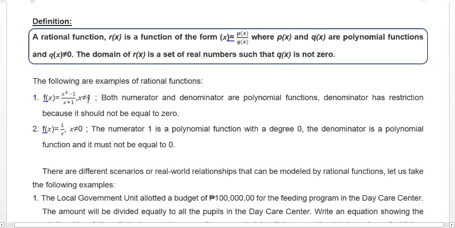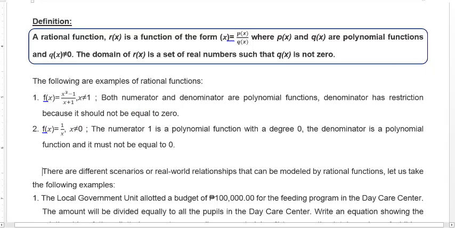Kasi nga, kung x is equals to 1, then magiging 0 ang kanyang denominator, hindi na siya pwedeng maging rational function. So, it is a rational function if and only if x is not equals to 1. The second example, function of x is equals to 1 over x if and only if x is not equals to 0. This is, again, a rational function, but there's a condition: x is not equals to 0.